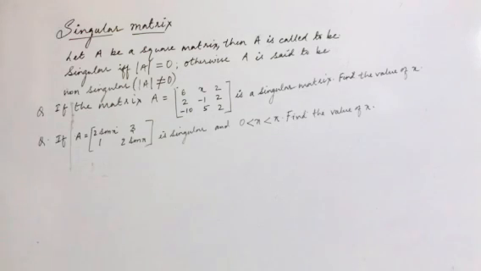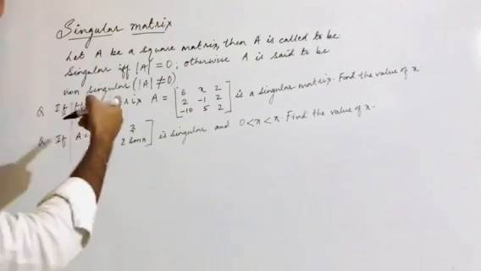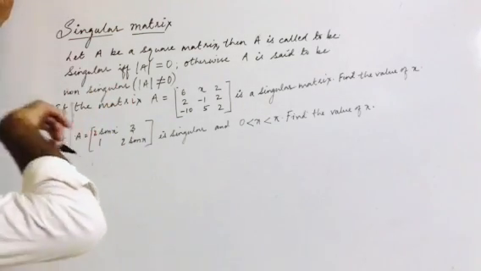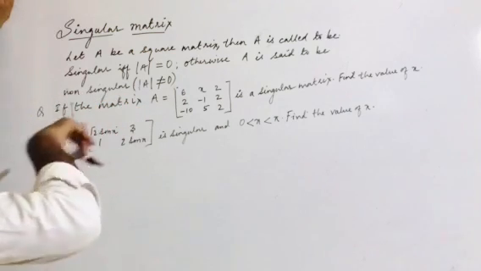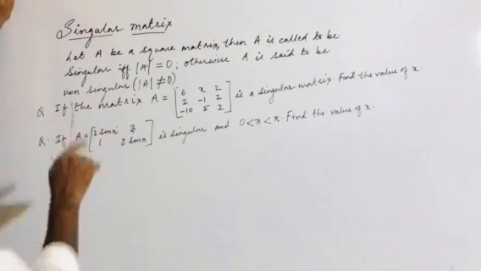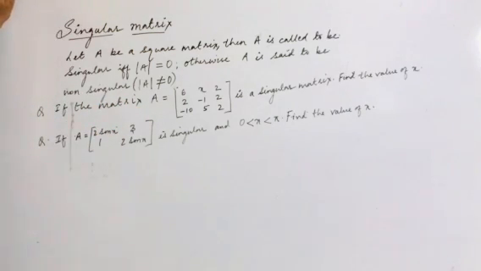So based on this, let us do two sums here. The first sum which I have written is a very important sum. In ISC, two or three times it has been asked. So in this question, what is given? If the matrix A is equal to [6, x, 2; 2, -1, 2; -10, 5, 2] is a singular matrix, find the value of x.